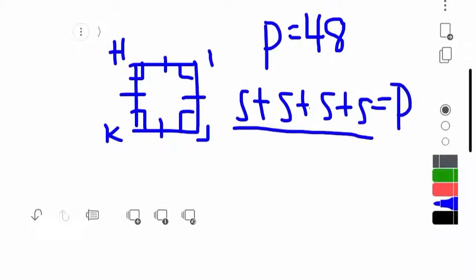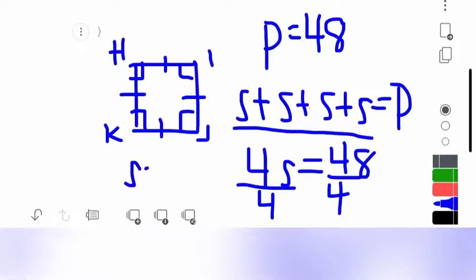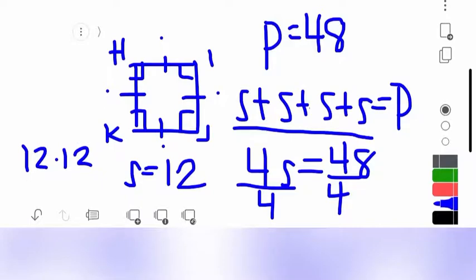These four sides are also equal to 4s, and we know our perimeter is 48, so 4s equals 48, and we can divide by 4 on both sides, and one of the sides is 12, which makes every single side on the square 12. Using this information, we can say that this is a 12 by 12 square.